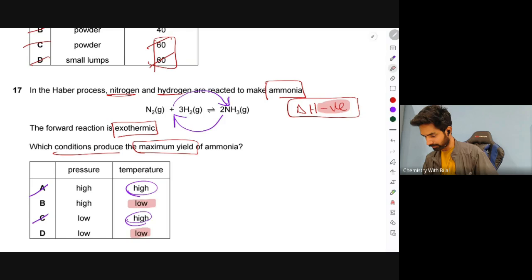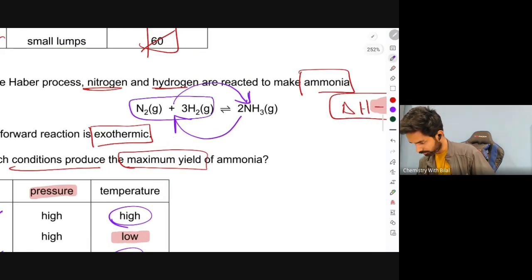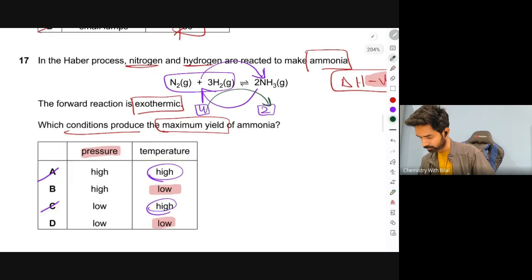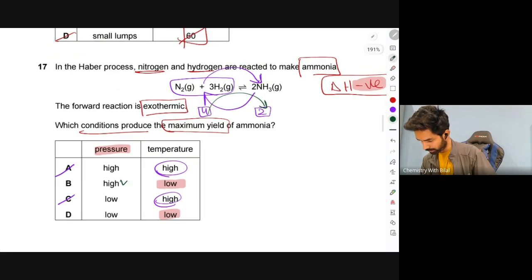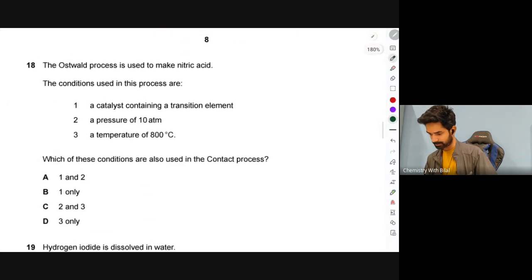Now, the other factor is pressure. How many moles of gases on the left side? 4. How many moles of gases on the right side? 2. So, a high pressure shifts the equilibrium to the side with fewer moles of gas. So pressure must be high, temperature must be low. B should be the right answer. Correct? Yes, sir.